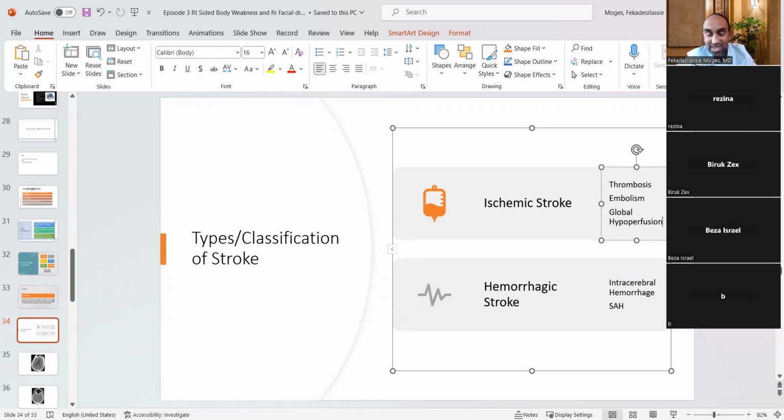Hemorrhagic stroke could be further classified into intracerebral hemorrhage, bleeding within the brain parenchyma, and subarachnoid hemorrhage. These are the two important classes, okay? How is it relevant? I will tell you. When you are talking in terms of differential diagnosis, you have to ask important questions. So how do you differentiate between thrombosis and embolism?